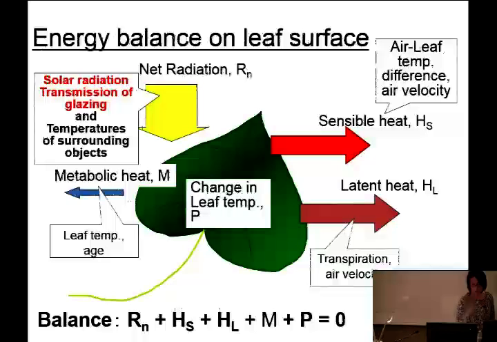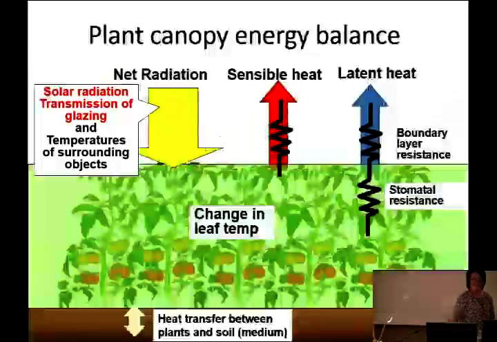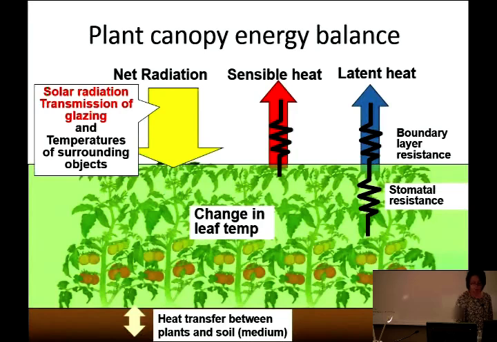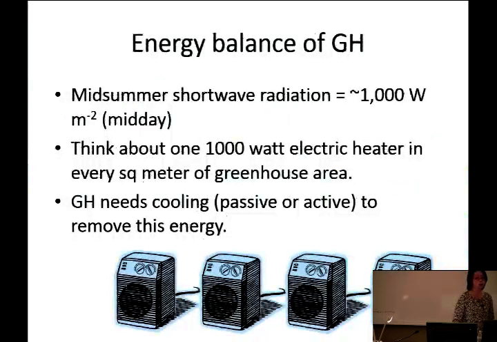Okay, so we did a lot of energy balance earlier, right? Energy balance over the leaves: net radiation, sensible heat, latent heat, the change in the system, change in the temperature of the leaf. And then we expanded the idea to the canopy level, the same way. And now I want to talk about the energy balance of the system, the greenhouse.